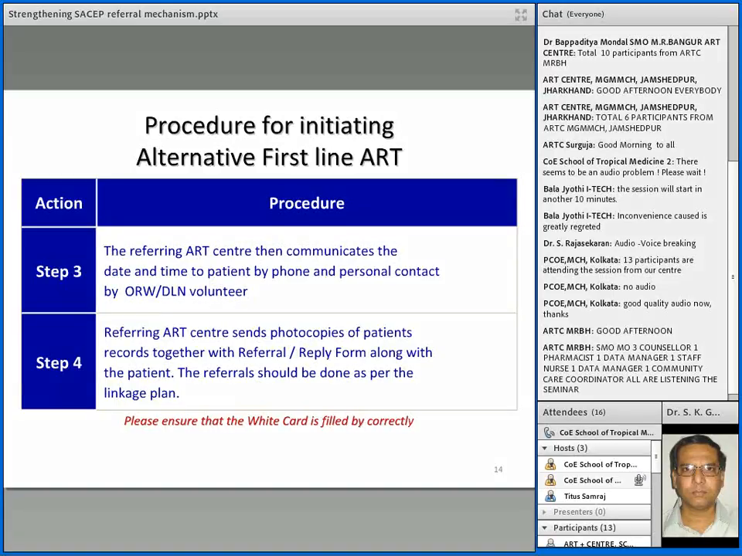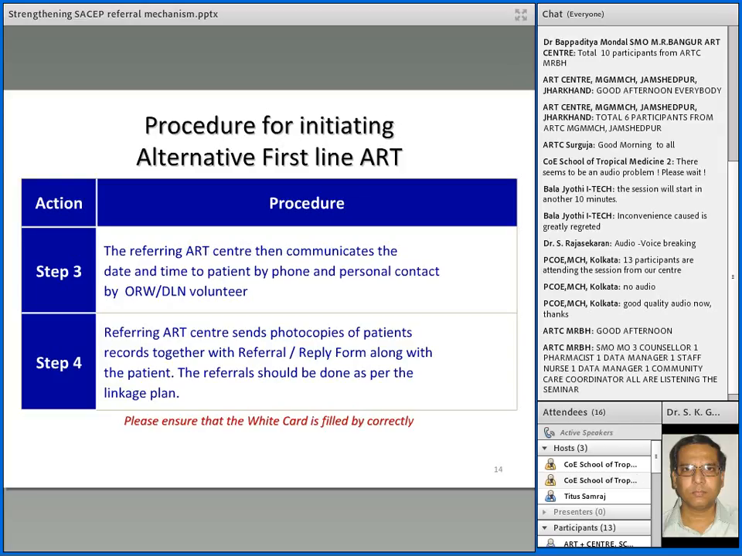Next, the referring ART center will send the photocopies of the patient's treatment records together with the referral or reply form along with the patient. The referral should be done as per the linkage plan that we have discussed earlier on.